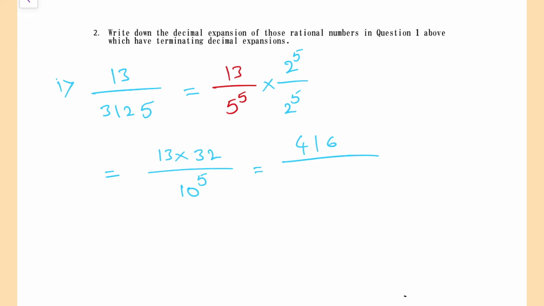That is 416 divided by 10 power 5. The 5 is there, right? So keep 5 zeros, 1 2 3 4 5. Write the numerator as it is, 416, and from the right side count 5 digits, 1 2 3 4 5. Now keep the decimal. So the answer is 0.00416.